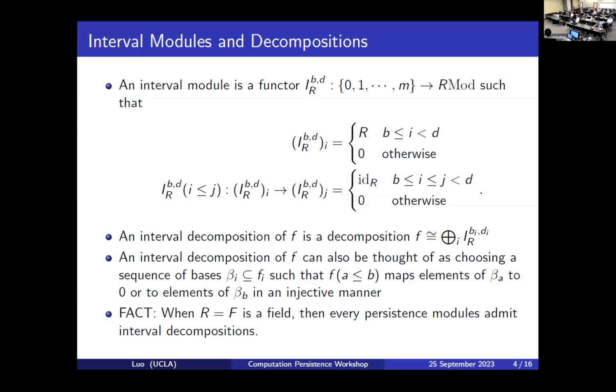An interval decomposition for a persistence module is essentially a direct sum decomposition of F into a bunch of interval modules. We can also think of this as choosing a basis for each of the Fi's, such that if we take a structure map F from A to B, then basis elements at A get mapped either to zero or to basis elements at B in some injective manner. If that makes sense.